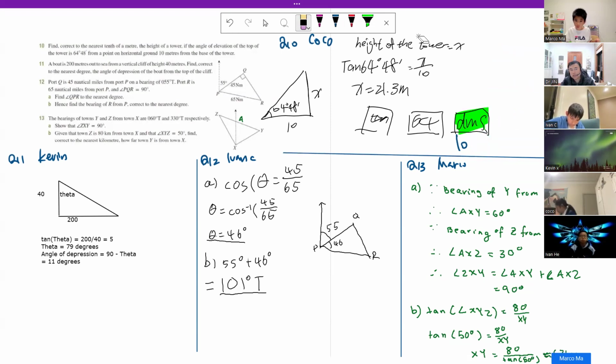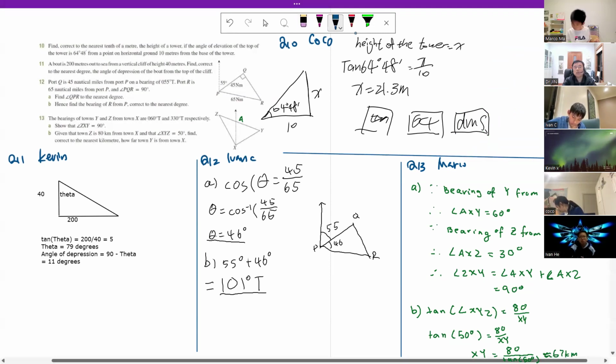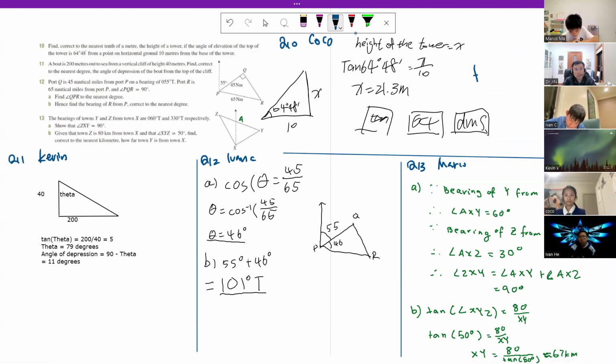I do have another student, by the way. They said, I don't have the DMS button at all. So what should I do? So I tell them, if you really have nothing, you can do this. Tangent, then you enter 64, or before 64, you do bracket plus 48 divided by 60. That still works. You can try.